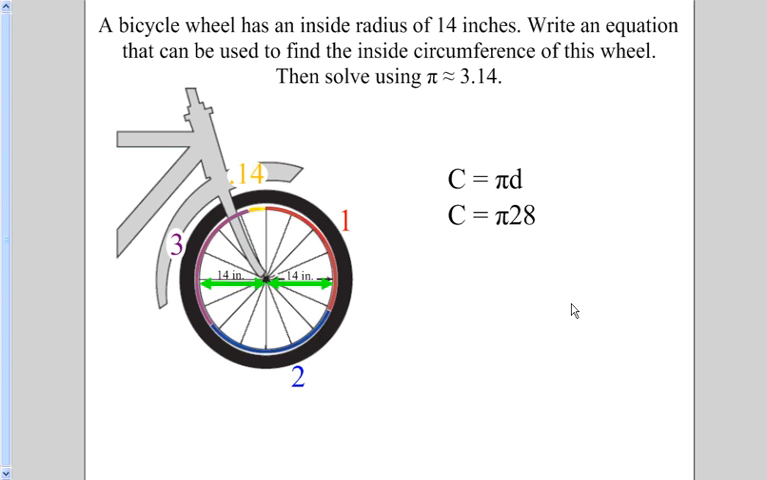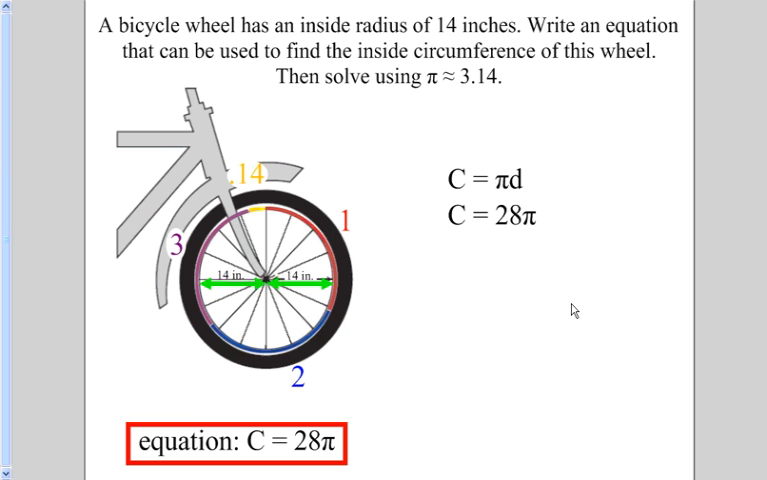Where do we get the 28? The 28 is 14, which is one of the radii, plus 14. 14 plus 14 is 28. So circumference equals pi times 28, or circumference equals 28 pi with the number in front. That's our formula. That's the equation that we can use. C equals 28 pi. And that's half the work done.